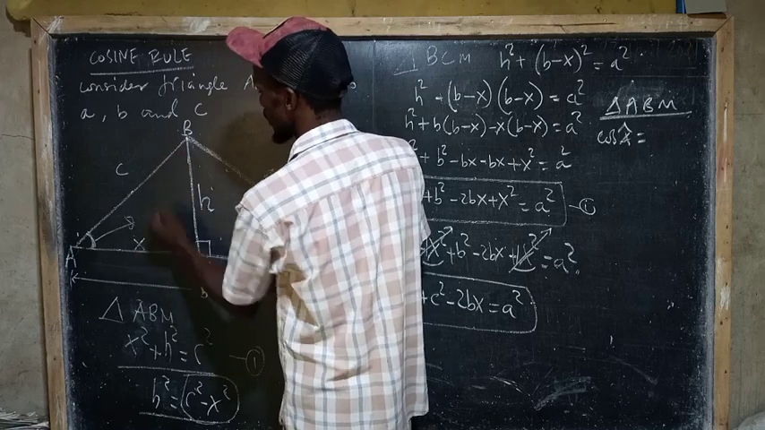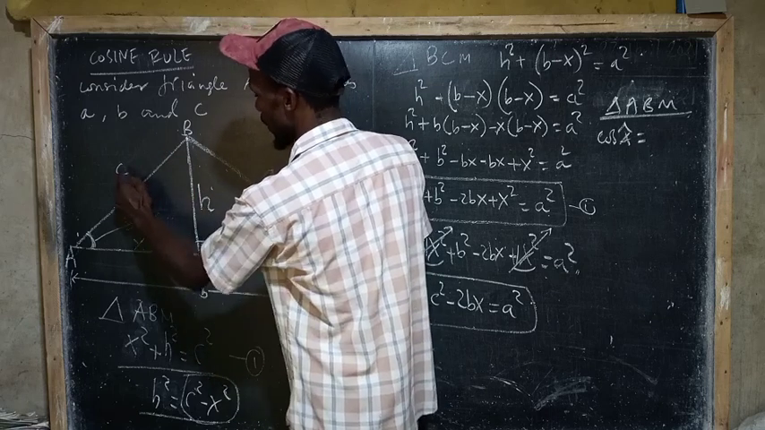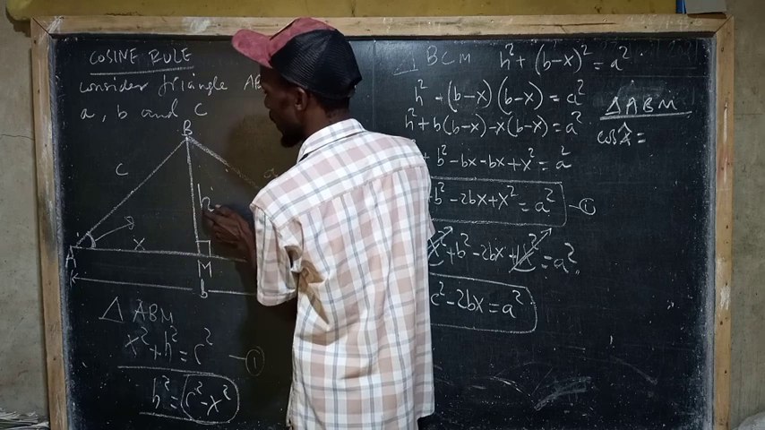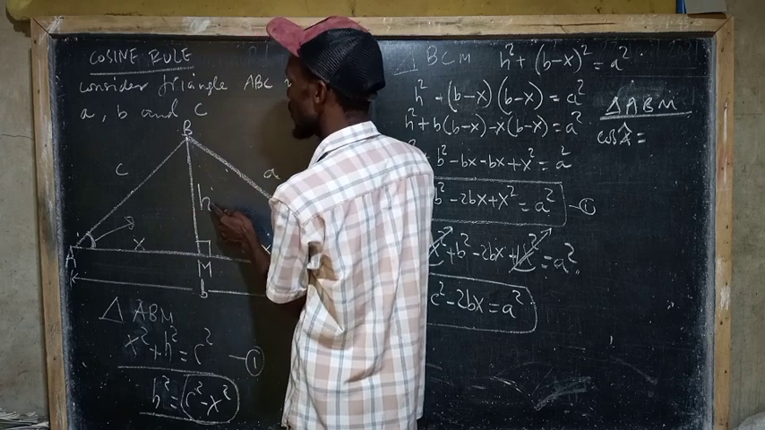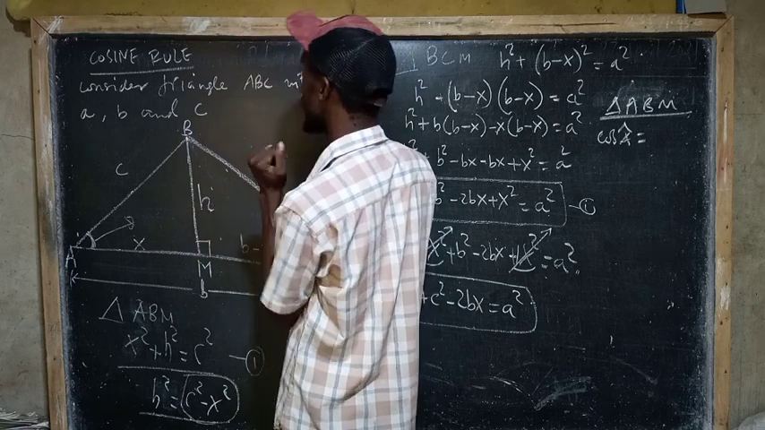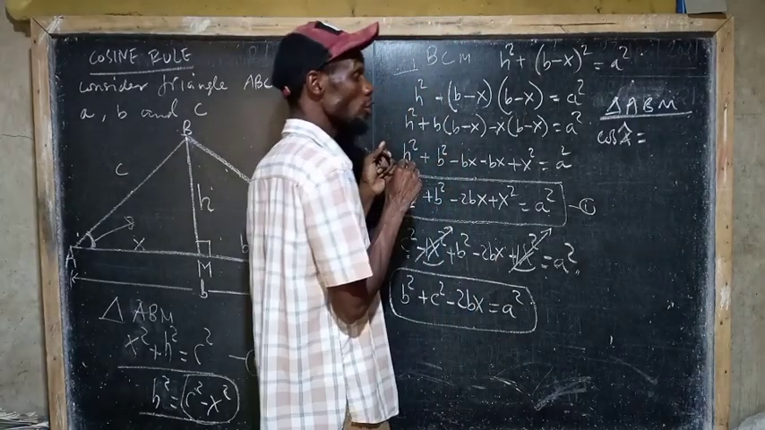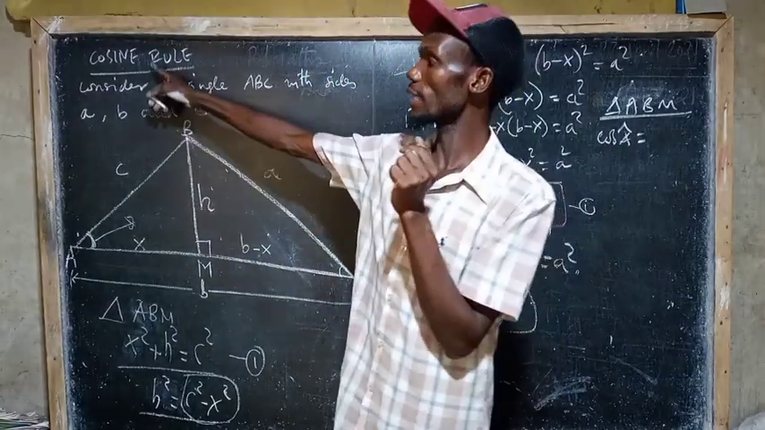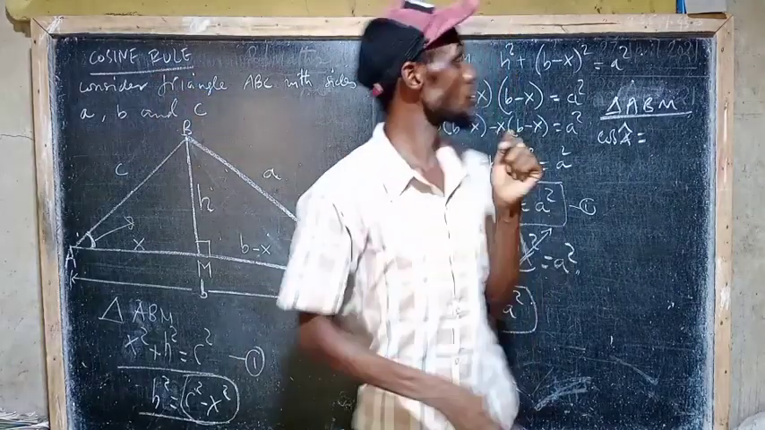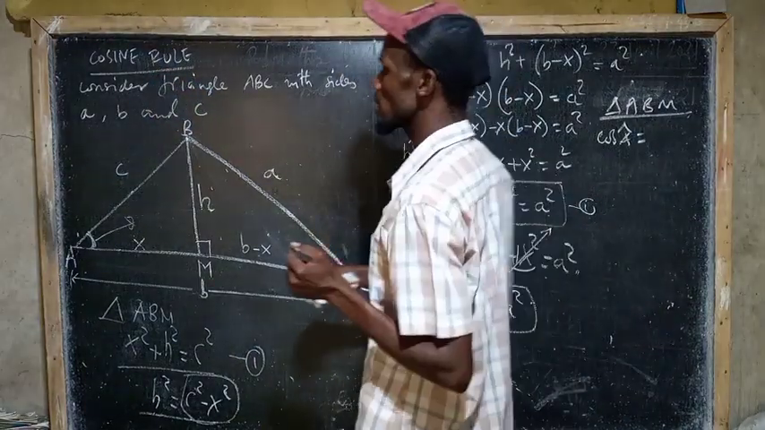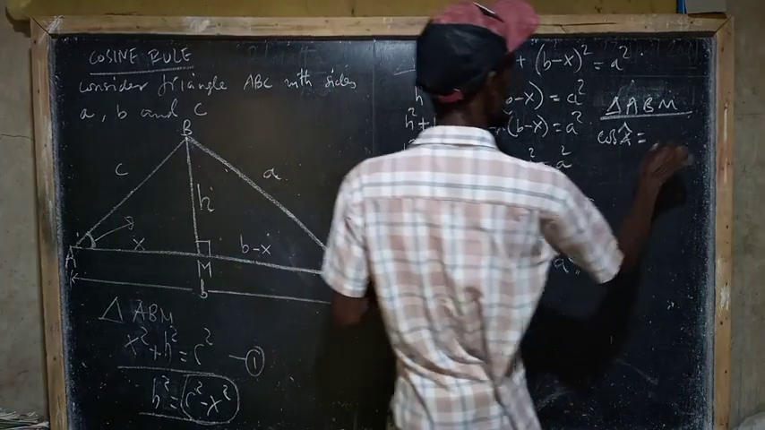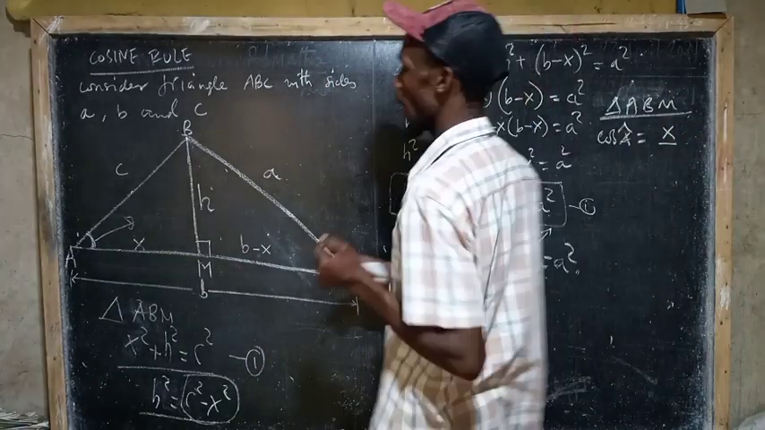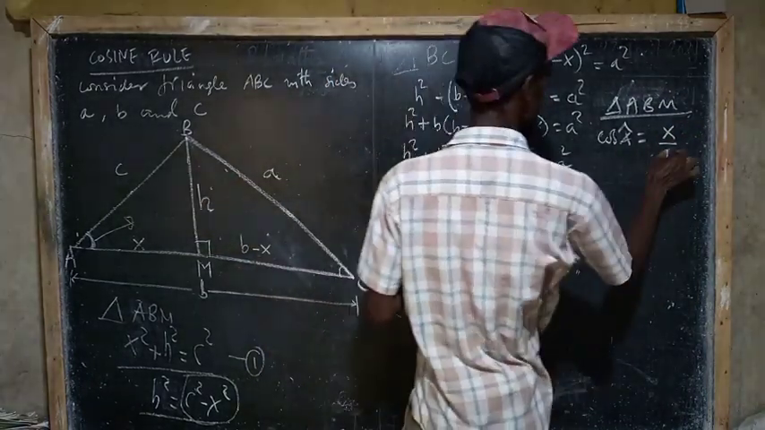So this is the hypotenuse, this is the adjacent, and this is the opposite of the angle. If you consider cosine, the cosine of A is the adjacent, which is x, over the hypotenuse, which is c.